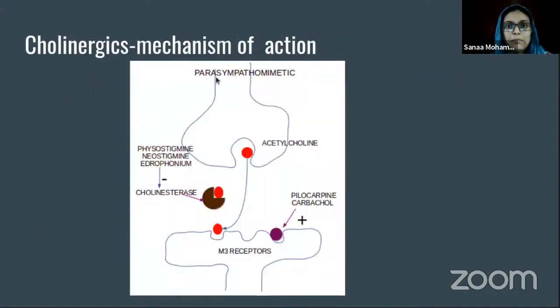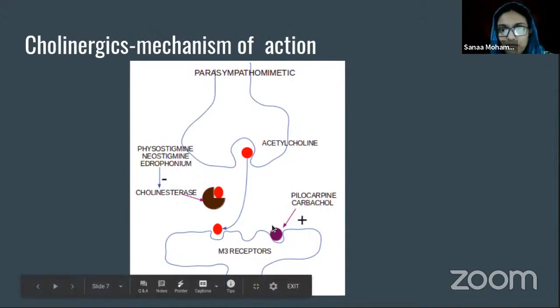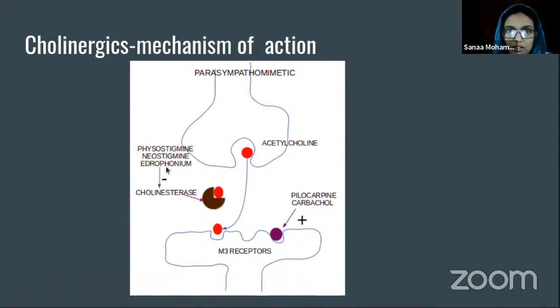So here in parasympathetic innervation, the neurotransmitter involved is acetylcholine. Acetylcholine is released from your presynaptic vesicle and goes on to stimulate the muscarinic receptor M3, producing its action. Its action is terminated by the presence of cholinesterase enzyme, which degrades the acetylcholine present. Okay. So what your directly acting agonists like pilocarpine and carbachol do is stimulate the M3 receptor. And your drugs like physostigmine and neostigmine, which are your cholinesterase inhibitors, inhibit the cholinesterase enzyme, thereby increasing the availability of the naturally occurring acetylcholine.